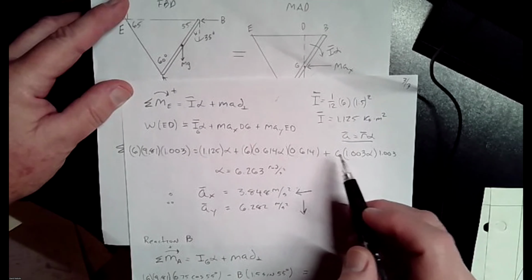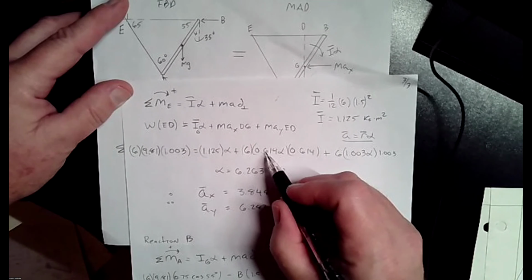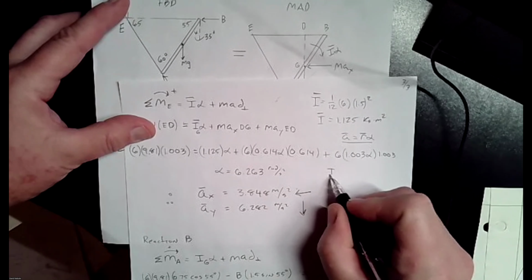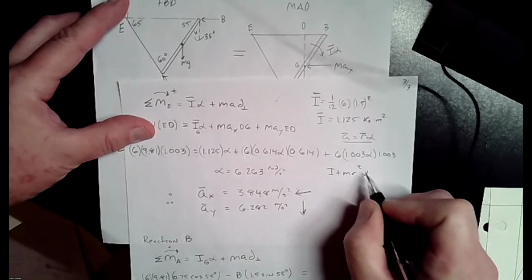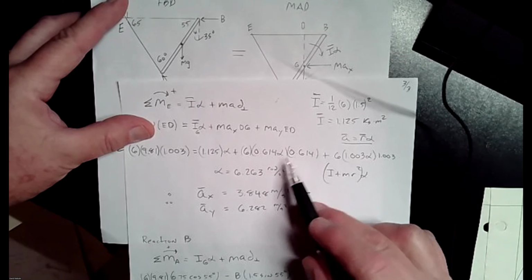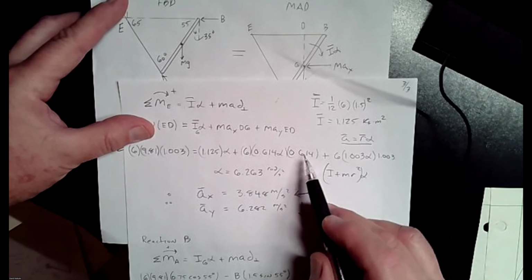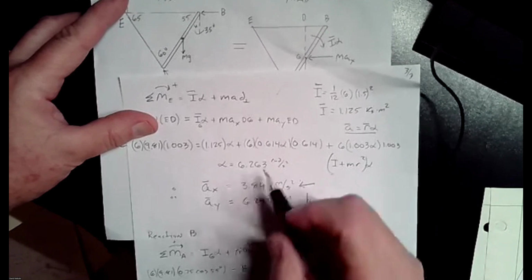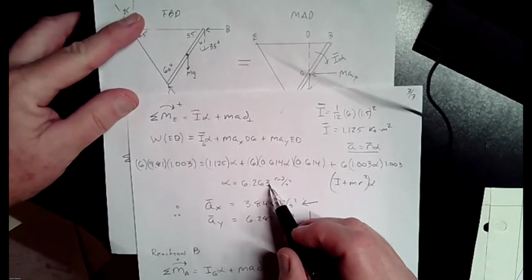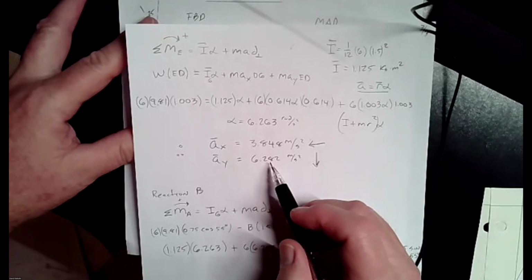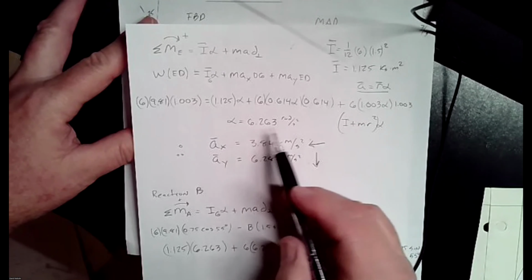So I get the AX, AY, and of course, you could also write this, as I've said, as I plus MR squared times alpha, right? That's just the parallel axis theorem times alpha. So that's the same thing. We have 0.614 squared times alpha times the mass, right? So we get an answer of 6.263 radians per second squared. We can then plug those back into these values here, and we know our acceleration, the x and the y. Okay, so that's the first part. That was A.